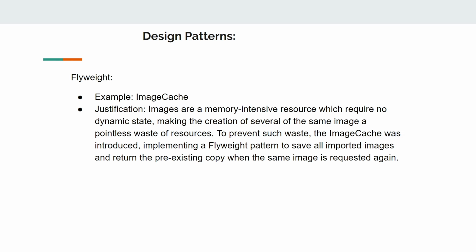So you ask the image cache for it once, acting as the flyweight factory, and it then returns an image. The first time, a new image. The second time you request that image, it's the same one as before, thus saving memory.